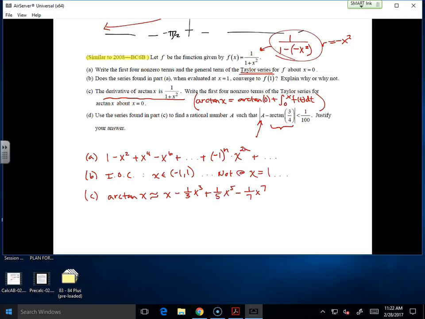Where are we at? Oh, letter D, finally. Okay. Use the series. Now we have the series right up above us, right? To find a rational number A such that, and we already talked about this, it is going to be the estimate. Estimate means it's some sort of Taylor polynomial, perhaps. I'm trying to find a rational number A such that A minus arctan of 3/4 is less than 1/100, so we know x equals 3/4.